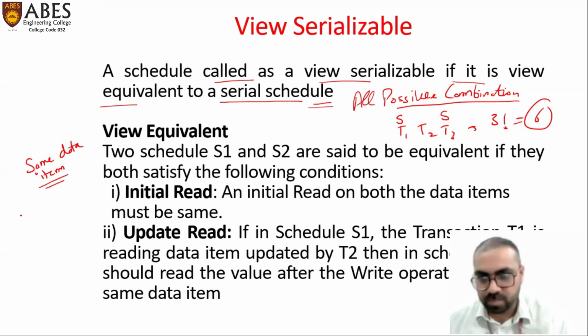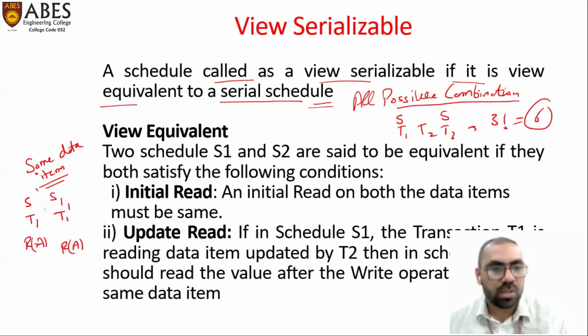Same data item. Okay. So we have S and S1, and if we have T1 here and T1 dash here, they have read A and read A. So this is what I'm talking about, this kind of data item. What we need to find out first is the initial read.